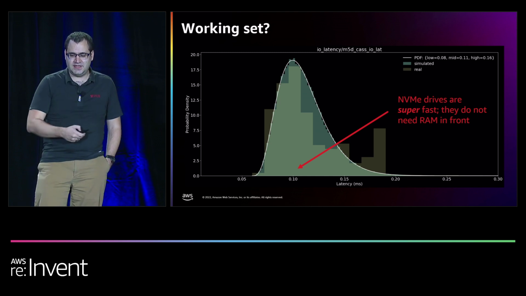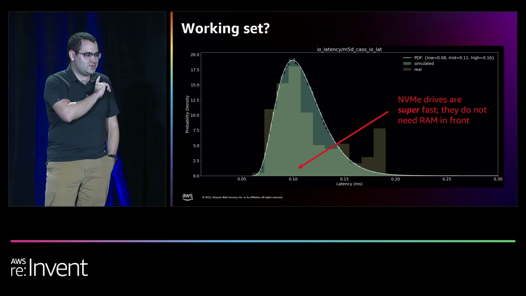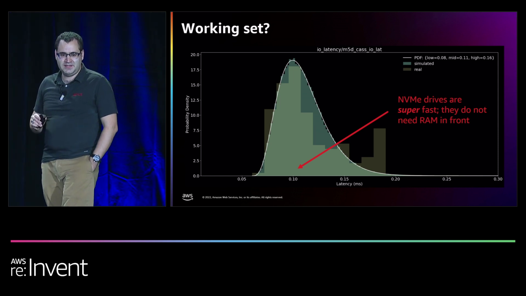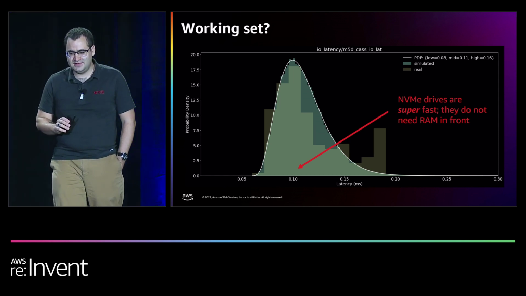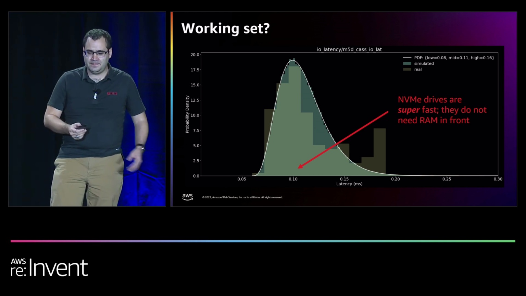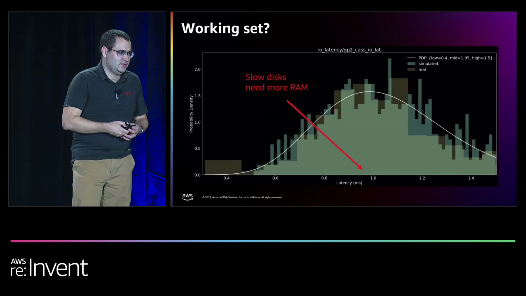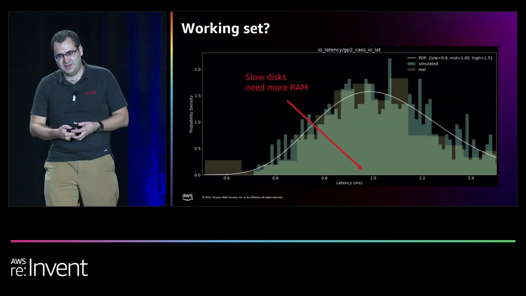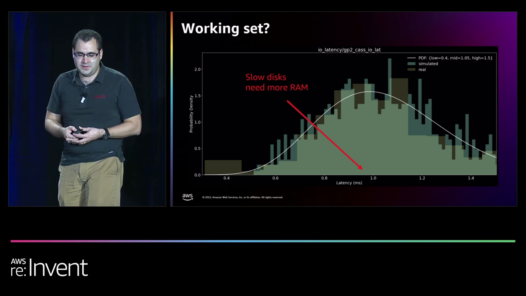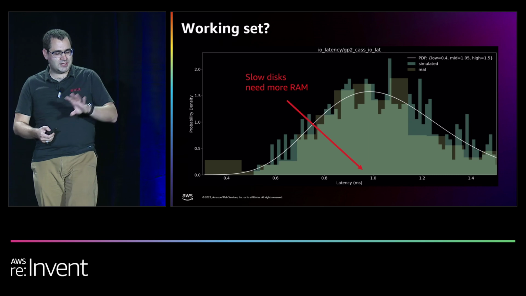So for example, here is a distribution of an NVMe flash drive. This is ridiculously fast. 120 microsecond typical read latencies. You don't need memory in front of this drive, or at least not very much. Contrast that with an EBS GP2, which is 10 times slower. Your typical read latencies will be 1 millisecond. Slower disks need more RAM in front of them to cache reads.